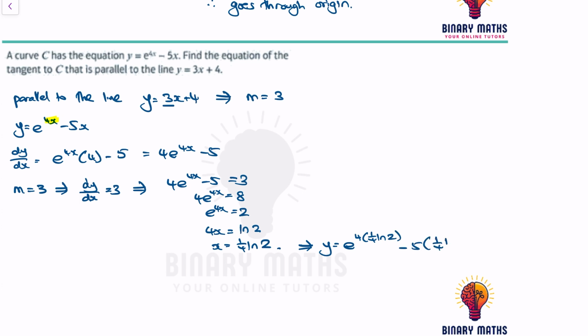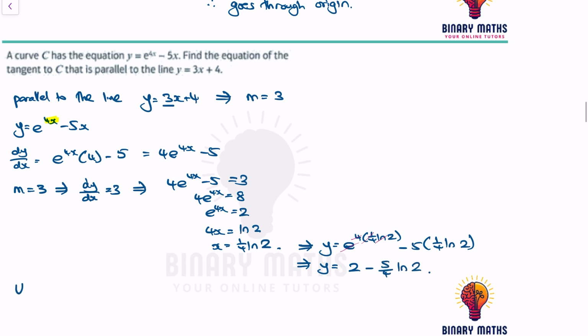which simplifies to: the 4 and the quarter cancel out, e and ln cancel out, so all we're left with is 2 minus this second term, which simplifies to 5/4 ln 2.